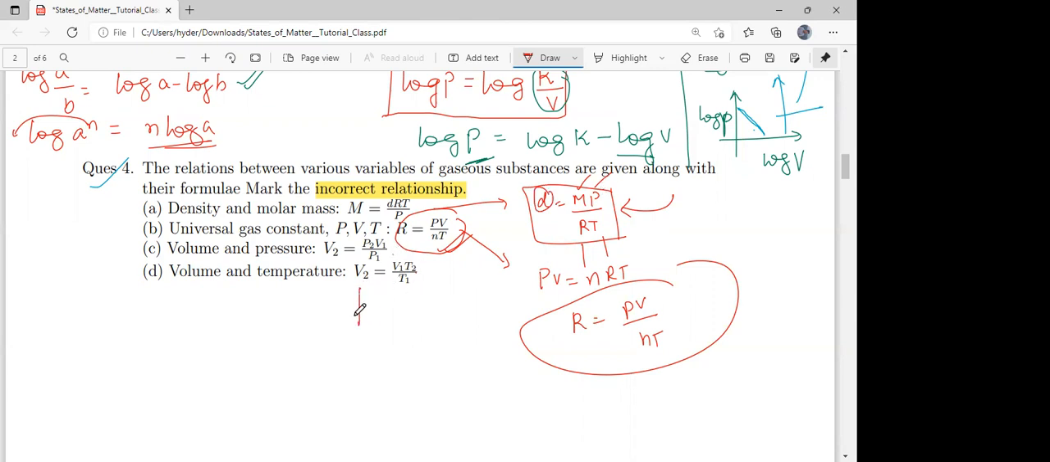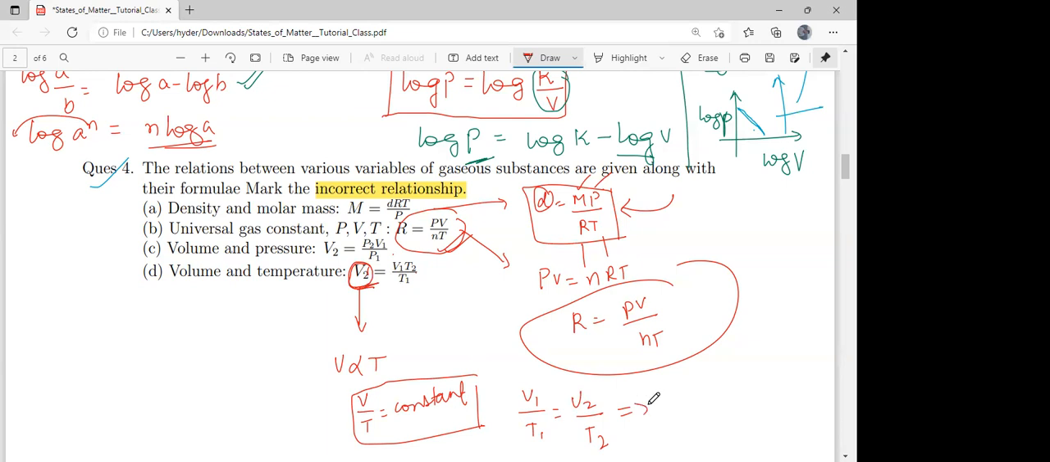And when you come to this, there is Charles's law you have studied: V directly proportional to T, and V upon T equals constant. Here you will get the equation V1 upon T1 is equal to V2 upon T2. In the option, it is finding the value of V2, which will be equal to V1 T2 upon T1. And it is the same. That means A, B, and D are correct. Which one is incorrect?